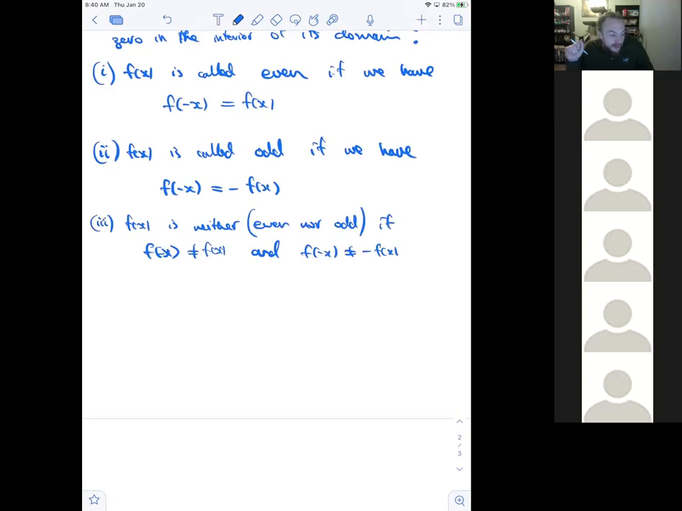So why do I want this? Basically, why do we have this terminology, even and odd? Sine and cosine are odd, so decide if each function is even or odd.